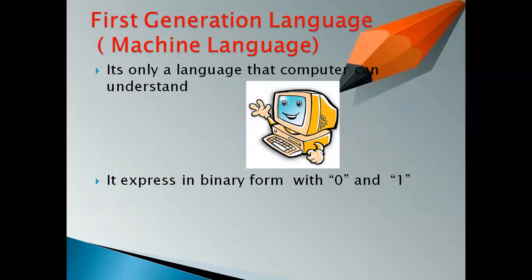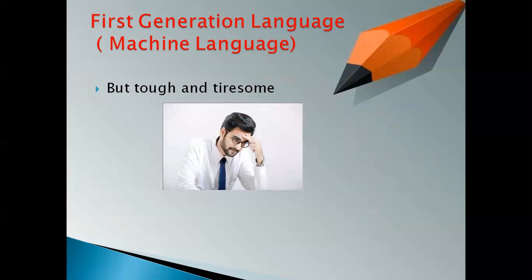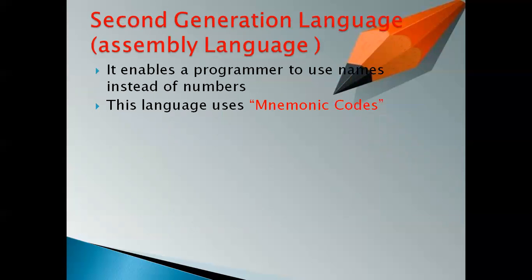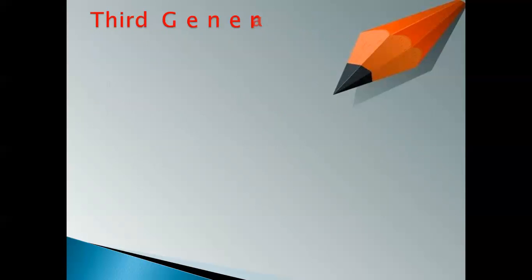This we already covered in the previous session in detail, so that's why I'm going a little fast. Programs in machine language are also fast, but it has some limitations. It is a little tough and tiresome, so it is difficult, and that's why it's known as LLL, low level languages. Second generation language is assembly language. It was a little easier, as mnemonic codes were used. But finally this language we need to convert into machine language because the computer understands only machine language.